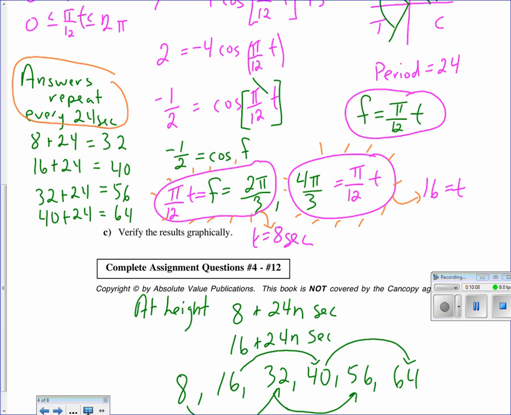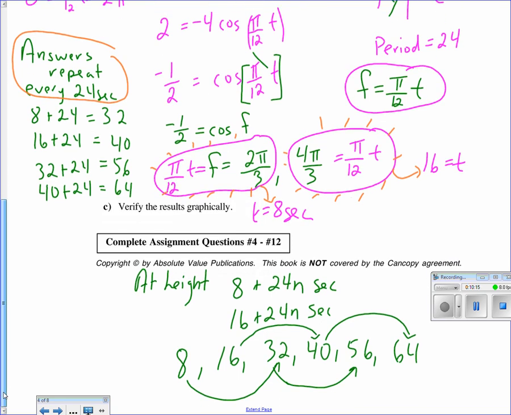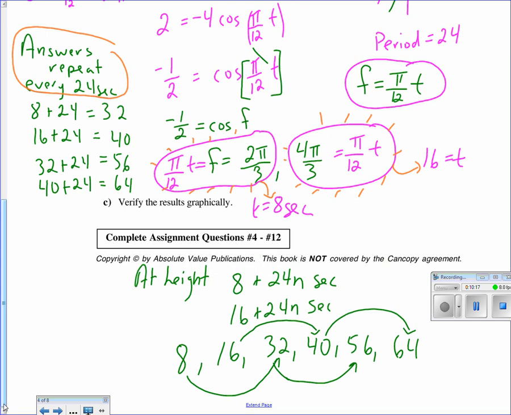I've got 32 and I added 24. I've got 40 and I added 24. And I get a nice sequence of numbers: 8, 16, 32, 40, 56, 64. And they have a relationship. 8 plus 24 gives me 32. 32 plus another 24 gives me 56. 16 plus 24 gives me 40. Another 24 gives me 64. But my general solution can be reported here.